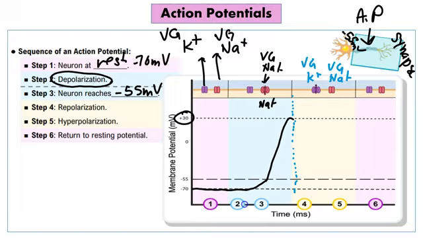And so what ends up happening is once you hit that plus 30 millivolts, those voltage-gated sodium channels are going to close, and the voltage-gated potassium channels are going to open, because there's so much sodium inside of the membrane. Now the potassium is like, it's too much positive energy around me, I have to get out of here. So it's going to want to leave the membrane at that point.